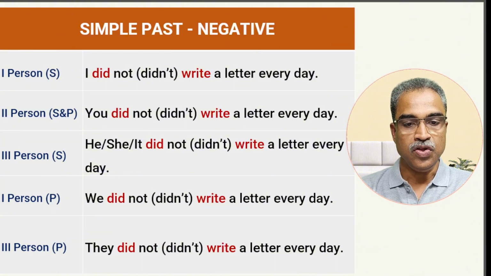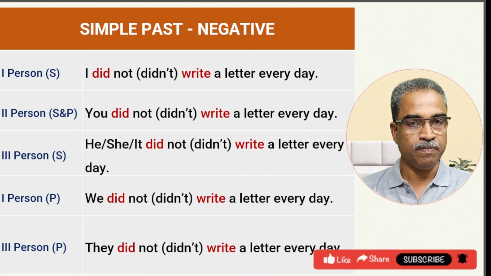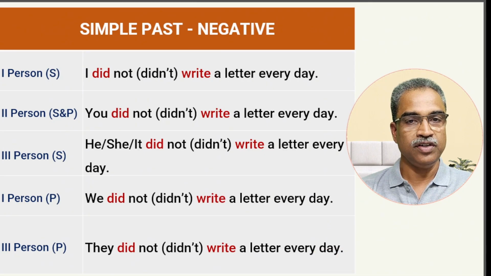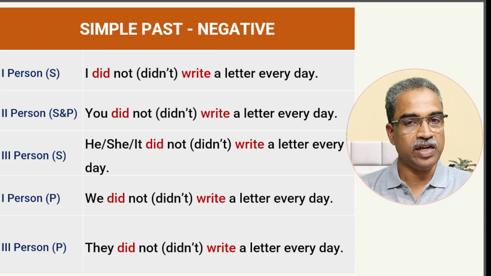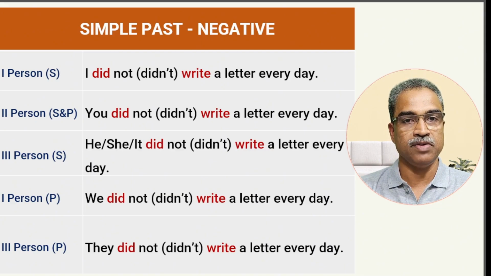Similarly, for the second person, you wrote changes into you did not write or you didn't write. Easy enough. And for all the persons, simple past is very easy. The only thing you need to remember is that when we use negative, we use did not. And the important thing is that after did, the verb should always be V1. So third person singular, he, she, it did not write a letter, not did not wrote a letter. Please, that is the mistake we keep committing.